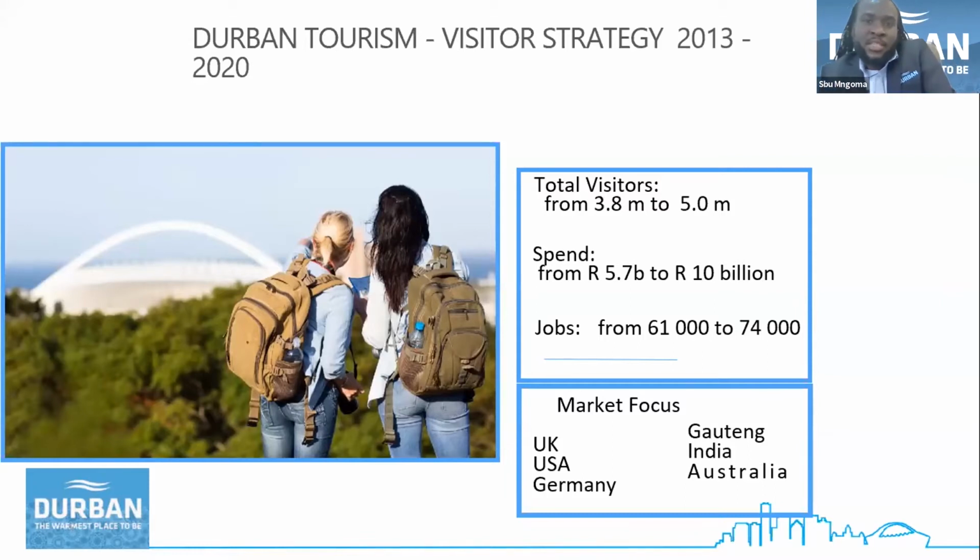So that intelligence information revealed that the city was visited by 3.8 million people in that year, 2012. And then in 2013, when we put together a visitor marketing strategy, we put 5 million visitors as a target, at least by this year, 2020. And the 3.8 million visitors to Durban spent 5.7 billion rands, and our target in a 7-year plan, visitor marketing strategy, was at least to be doing 10 billion rands by at least this year.